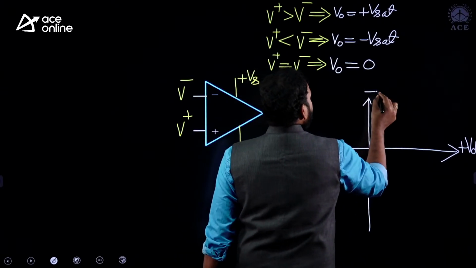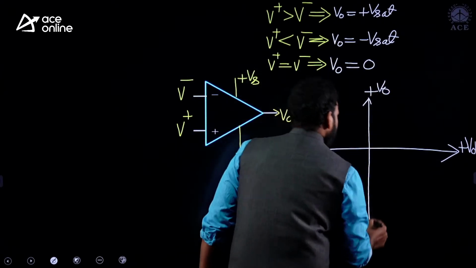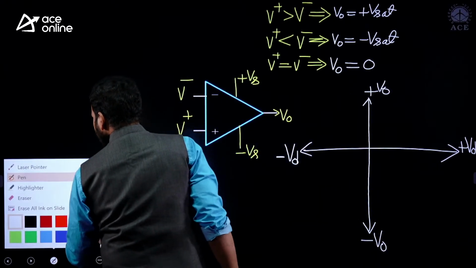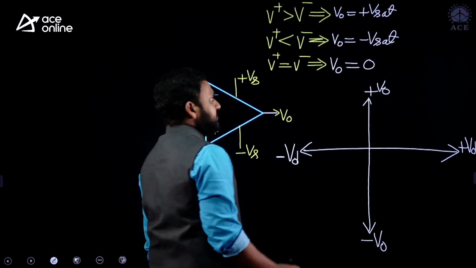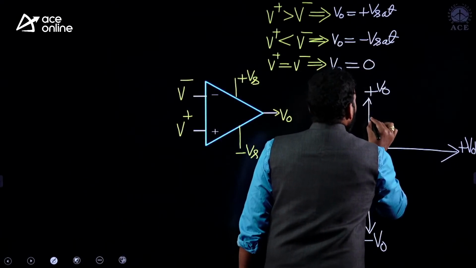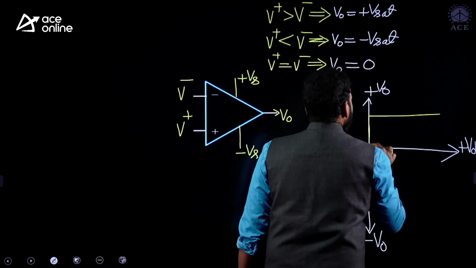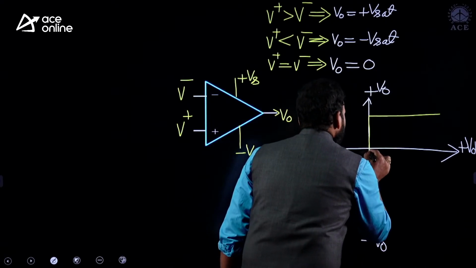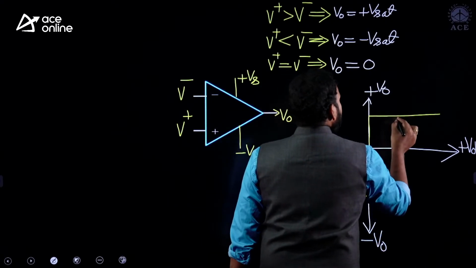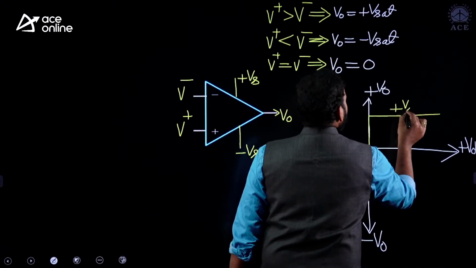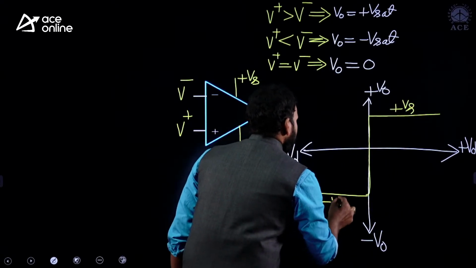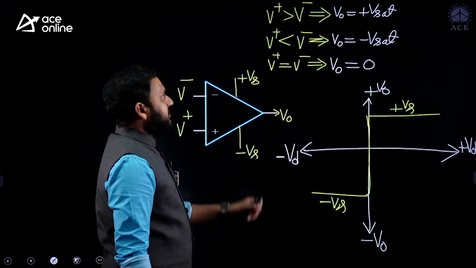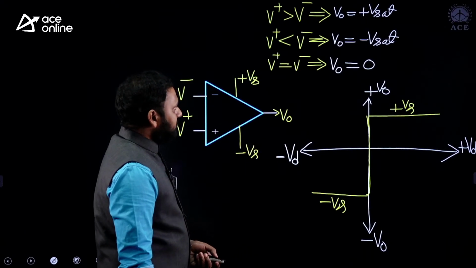What about the output voltage? V naught. If the difference is positive, the output will be saturated, plus V saturation. If the difference is negative, minus V saturation. This height is plus V saturation, and this height is minus V saturation. And this discontinuity will give you the voltage. Of course, when they are the same, the output value is 0, right?